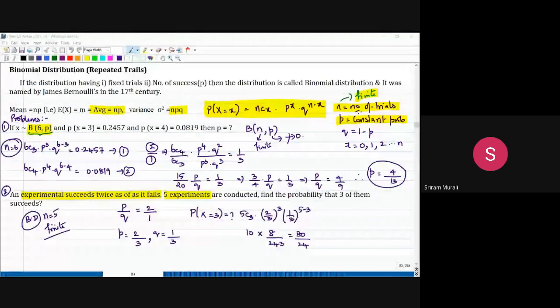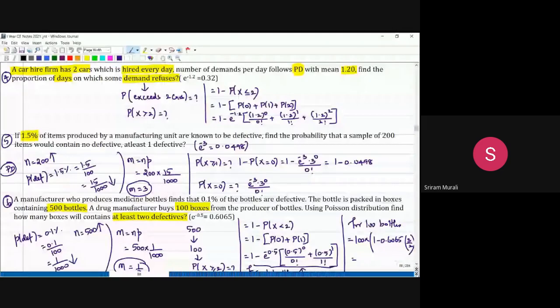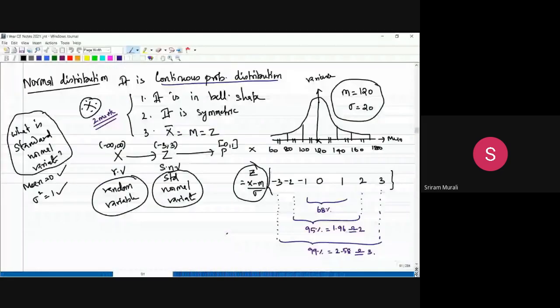So I have to start the normal distribution. So far we have completed binomial and Poisson distribution. These two are discrete probability distributions. Now I am supposed to start the normal distribution. It is a continuous distribution.